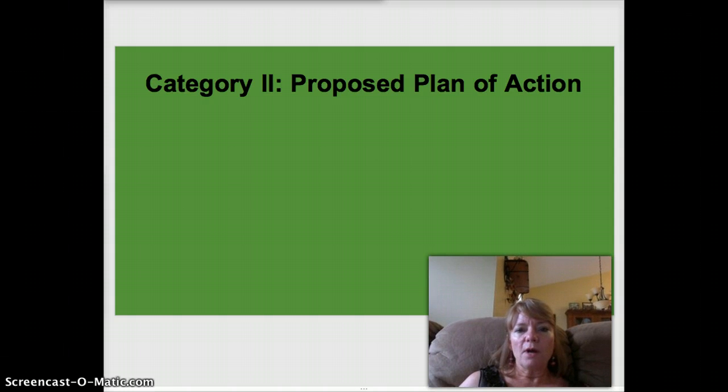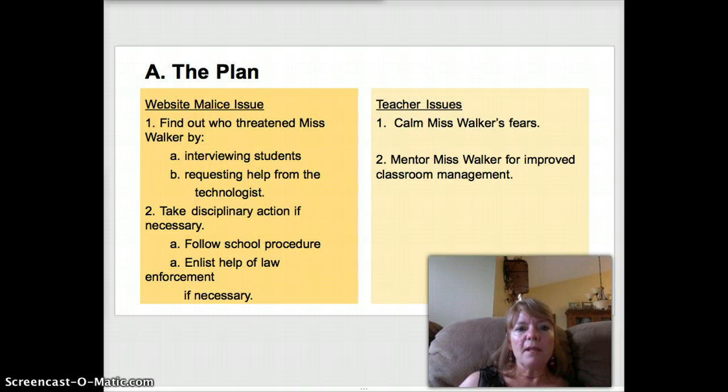So after we know the problem, then in Category 2, we need to think of a plan of action. And the plan basically that I've come up with, since I've identified really two problems, we have a website malice issue to deal with, and we have a teacher issue. In the website malice issue, we need to find out who threatened Miss Walker. We need to take disciplinary action. And with the teacher issue, I need to have her come back to school. I need to make sure she feels safe and that I'm on her side. And I need to continue mentoring her so that she can be a successful classroom teacher.